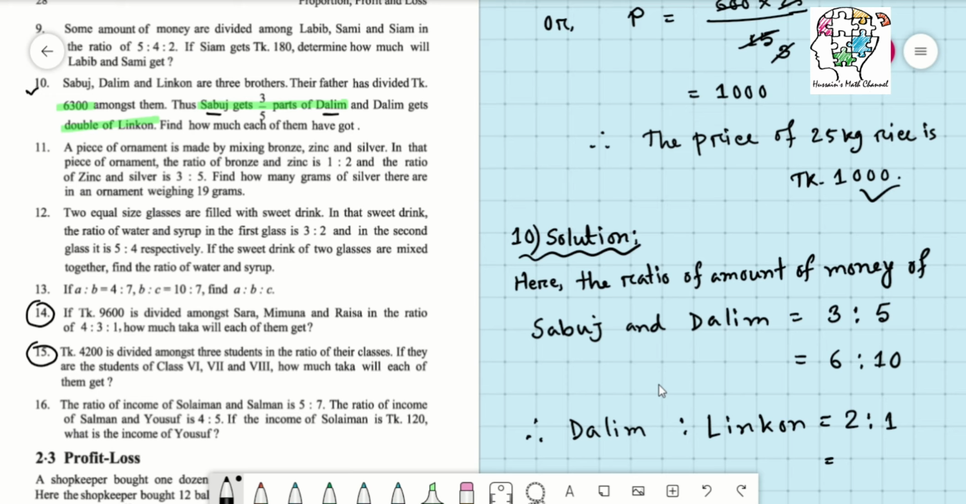So if we multiply this by 5, we'll get 10:5. Here Dalim's amount is 10, so if we want to make this 10, we will multiply this 2 by 5 and also 1 by 5, so we get 10 is to 5.